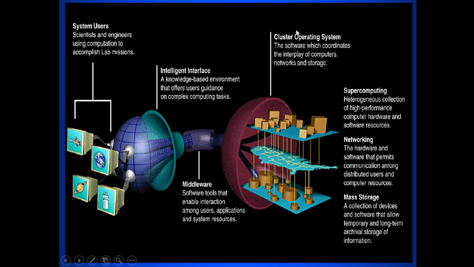Cluster operating system. The middleware can access resources through the operating system. Machines in a grid use a variety of operating systems, such as Windows, Linux, or Mac, or other operating systems. The cluster OS is software which coordinates the interplay of computers, network, and storage.